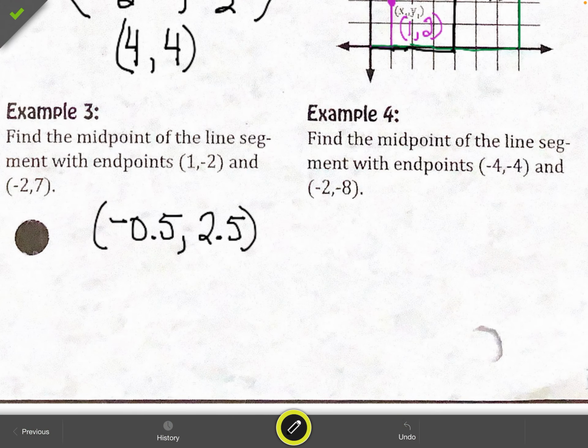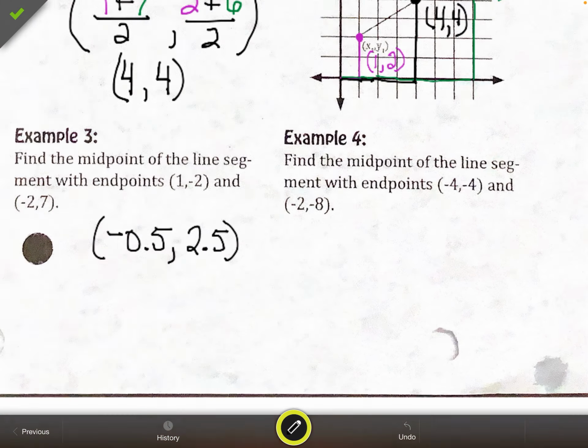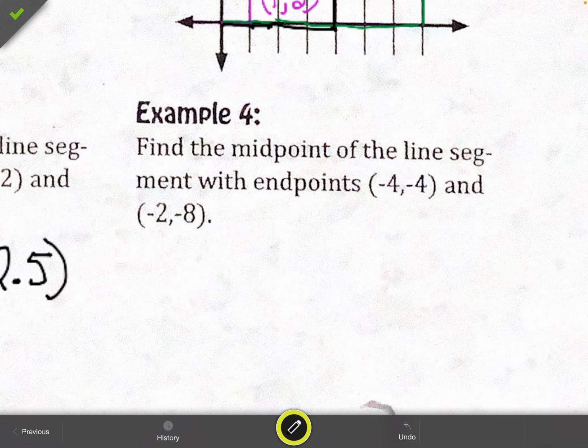All right, so you guys try this example. Do it in Desmos. Desmos is your best friend. Just make sure you type in your endpoints correctly. Use the minus sign for negative, and I'll give you like 1 minute.